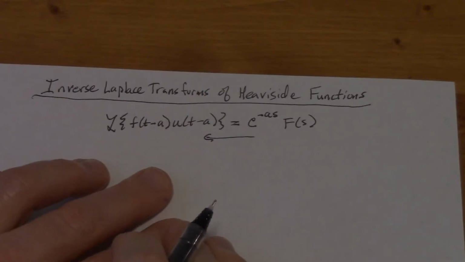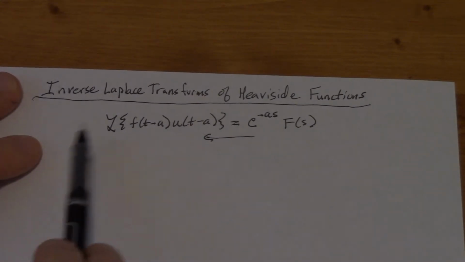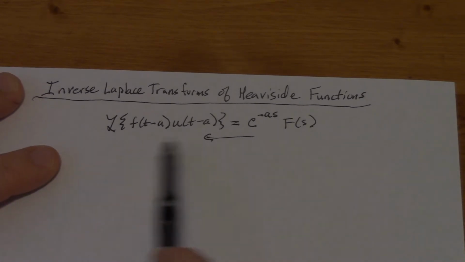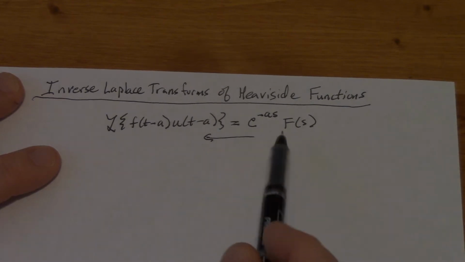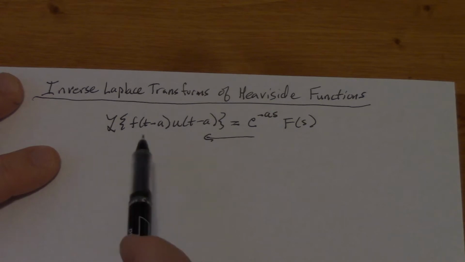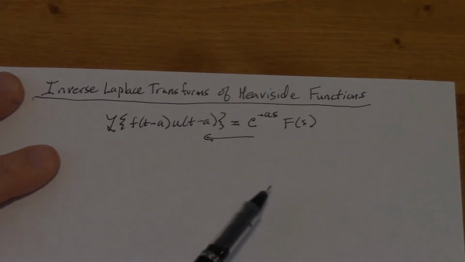Alright, in this video class we're going to be doing inverse Laplace transforms for Heaviside functions. This is the formula we need, so we're going from here to there. We're going to make an intermediate step: we find the inverse transform for F, and then we shift the t's to t minus a's. So that's how we're going to do that.